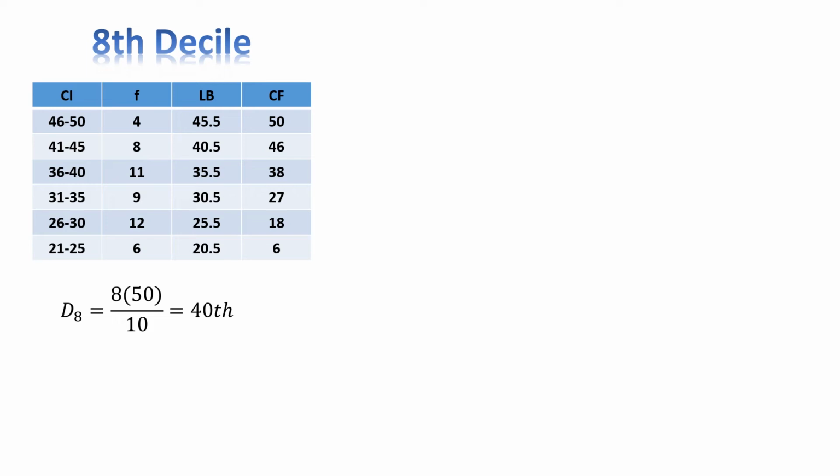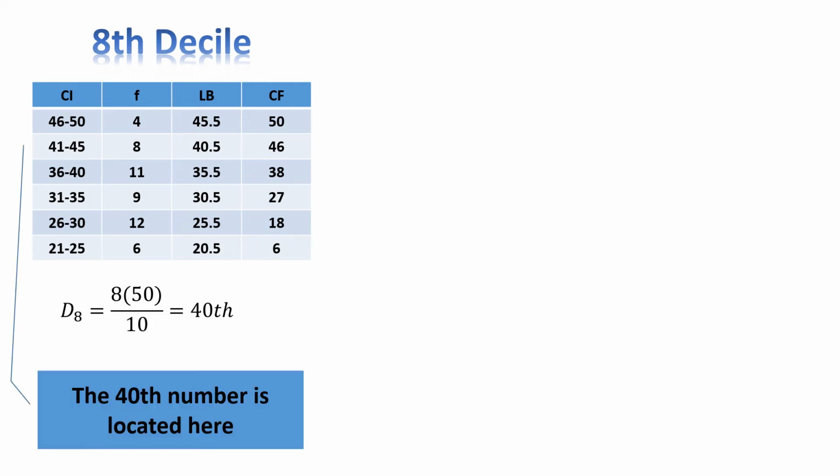Remember na nandito yung 1 to 6, ito yung 7 to 18, nandito yung 19 to 27, nandito yung 28 hanggang 38. Nandito yung 39 hanggang 46. So, nandun na. Nakita na natin kung saan yung location ng ating 8th decile. So, nandito siya makikita.